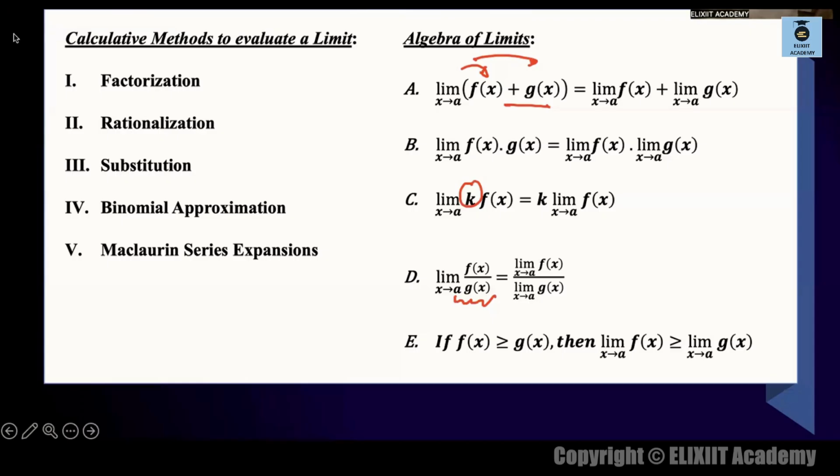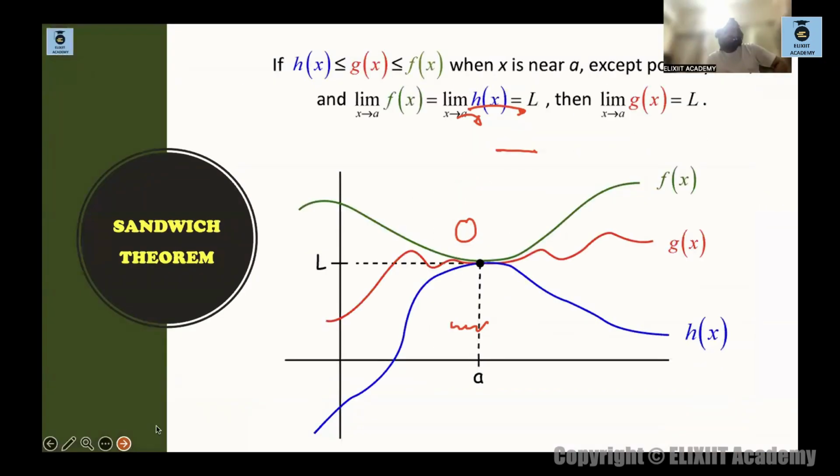Point number E, the last point, says that if f(x) is more than g(x), then the limit of f(x) will also be more than the limit of g(x). For obvious reasons, if the function f is more than the function g, the limit of f will also be more than the limit of g. Quite obvious. These are the basic algebra of limits.